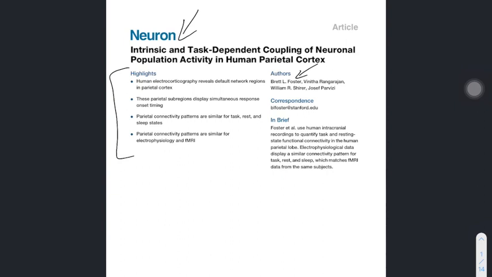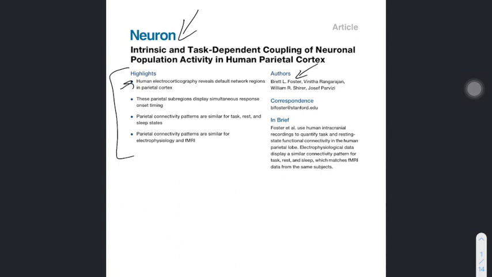So this is the intrinsic and task-dependent coupling of neuronal population activity in human parietal cortex. We're going to talk a little bit about what they found. I'm going to talk more of how to read through it than necessarily the article itself. So just to kind of give you a heads up on that. So what are some of the highlights?